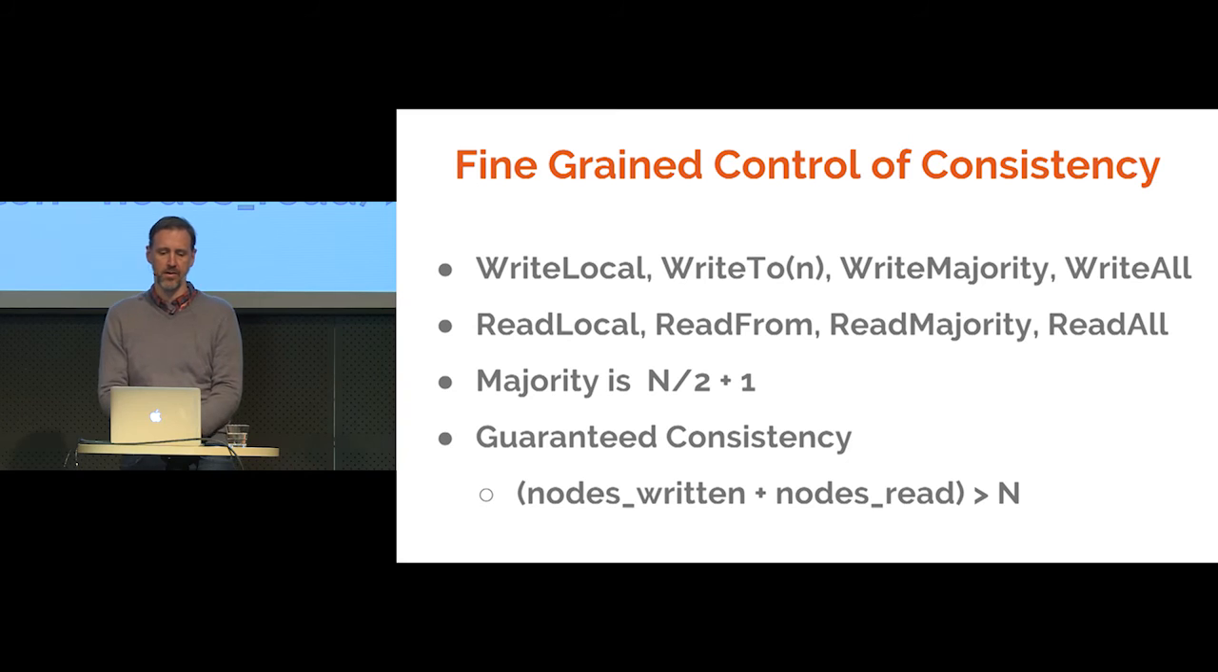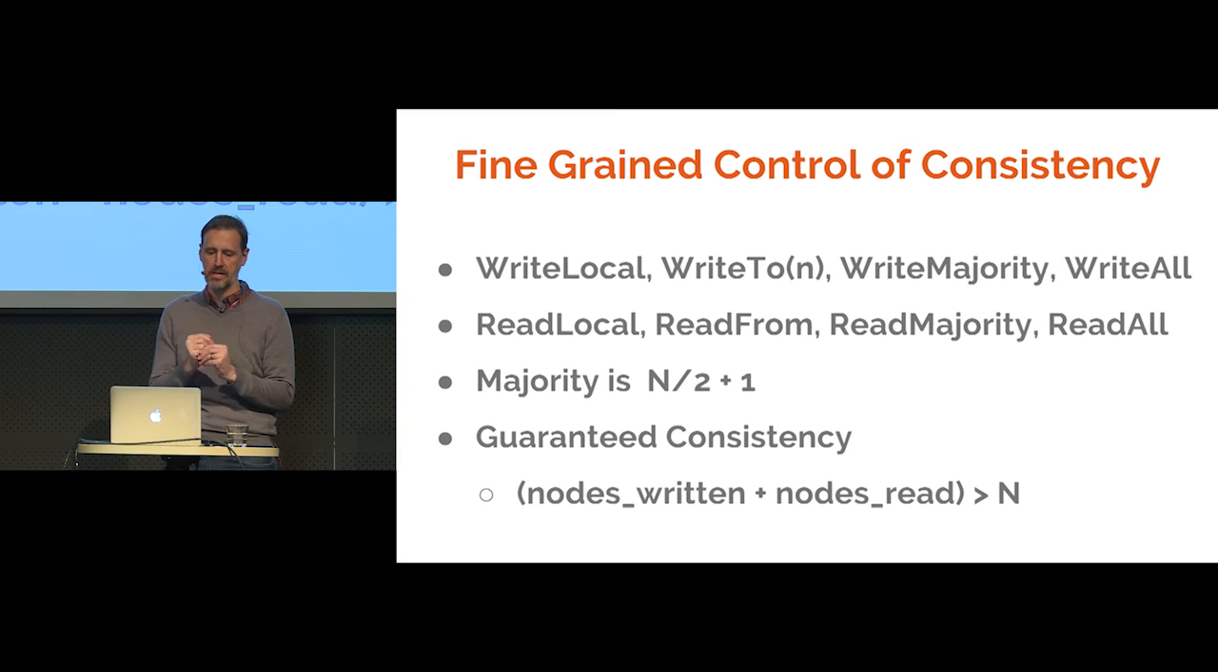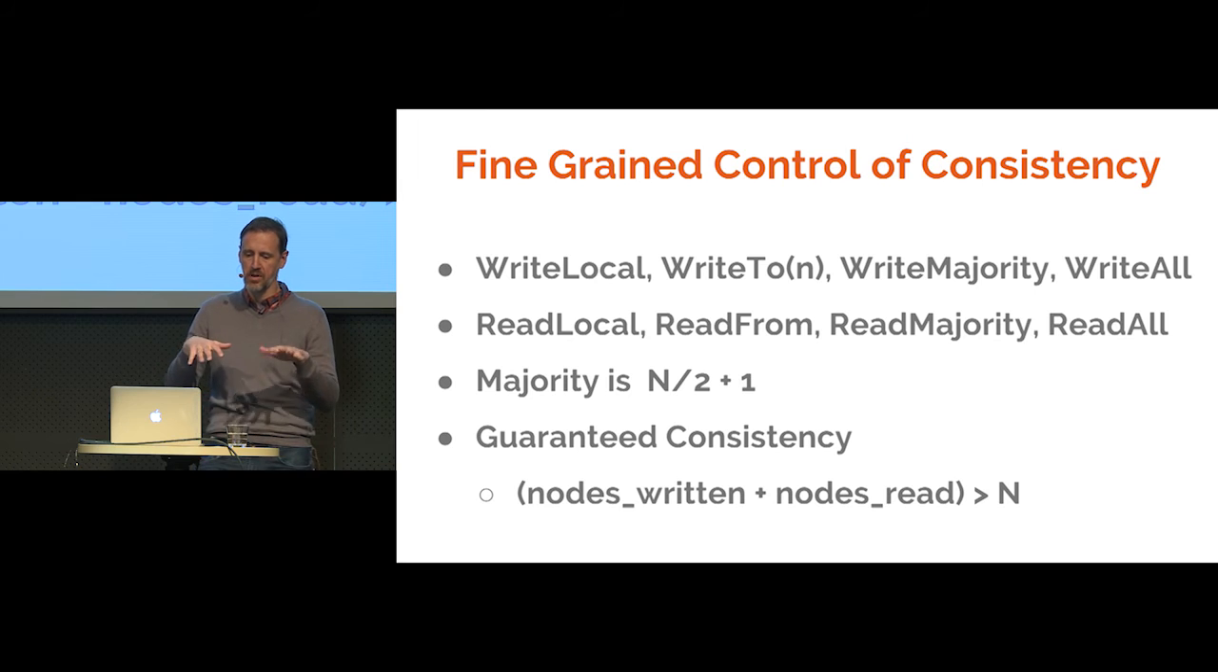When I talked about fine-grained control of consistency, what this means is I control the number of nodes that data needs to be read from or written to. So I can say write local, so I'm going to just write the data to the local node first. I can say I want to write it to 3 nodes. I want to write it to the majority of my cluster. I want to write it to all. So I'm controlling the number of nodes that I'm writing to, and that's allowing me to tune the consistency.